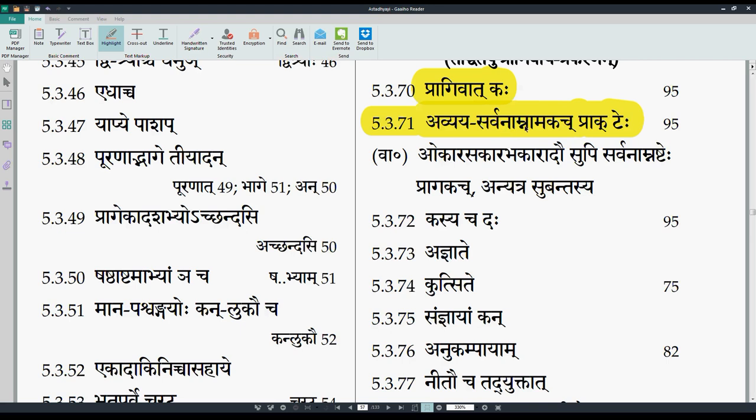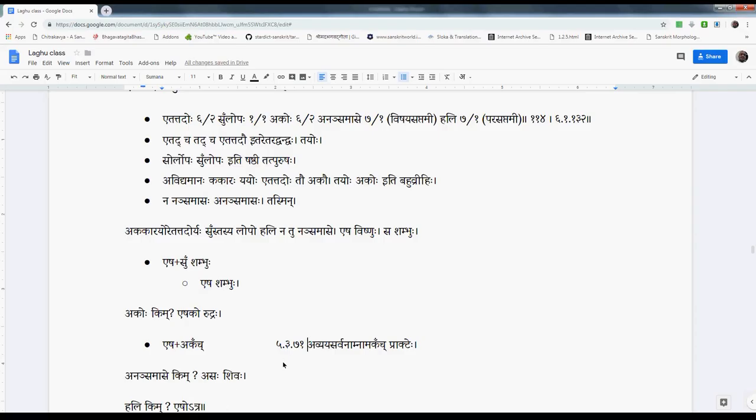In our case, etas and tatar are sarvanama. Therefore, for sarvanama, praktehe, where should it go? Before t. So before t, praktehe akanch. So before T means what? Esha plus akanch. Now Esha plus akanch you cannot do. What is the T here? Akara. So therefore you get Esh plus akanch plus A.